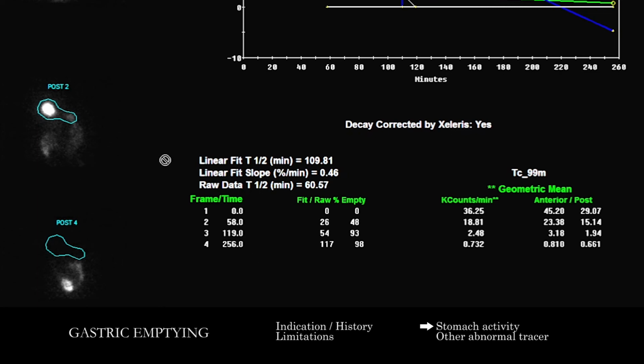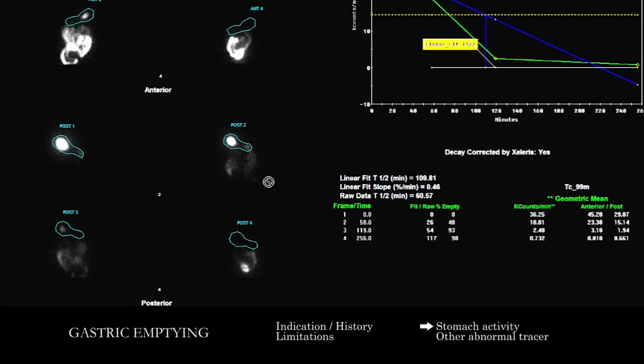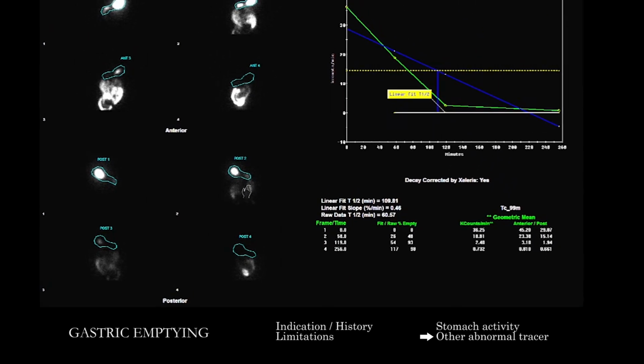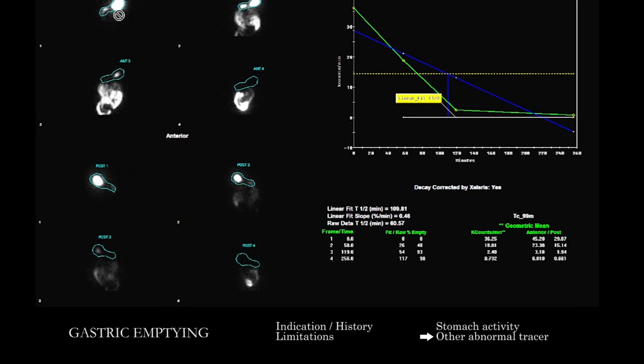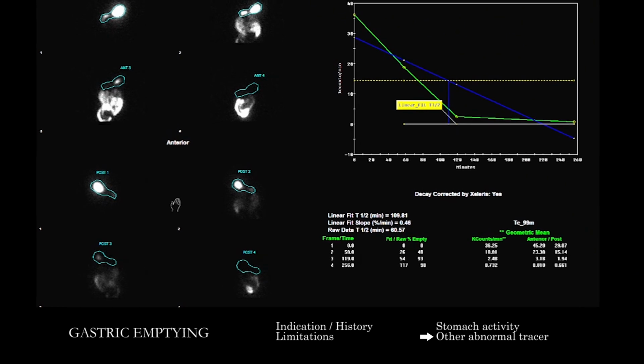The other important thing, which is not very common, but we want to take a look at, is there any sort of concern for reflux? Is there activity that we're seeing back into the esophagus? Is there aspiration? Or are we seeing lung activity? Those are the additional things to think about. And so, with this sort of study, those are the major things to consider.